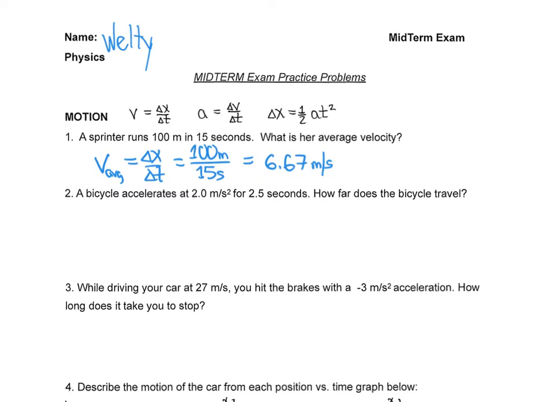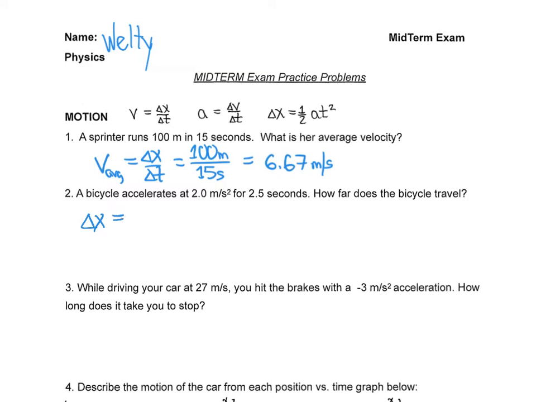All right, number two, a bicycle accelerates at 2 meters per second squared for 2.5 seconds. How far does it travel? This is not constant velocity, we're accelerating here, so we have to look at accelerated motion for a certain amount of time, which will tell us the distance we travel. That's the relationship we're going to use.